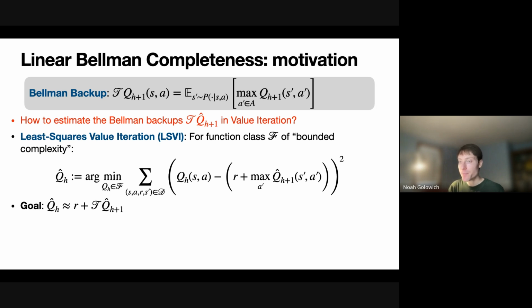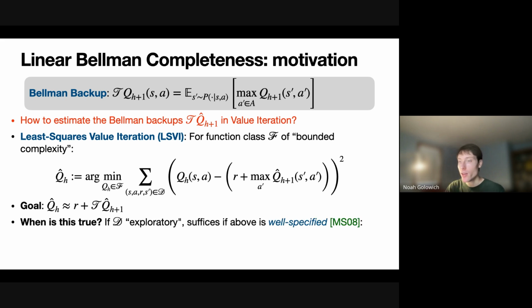Now, the hope is that the Q hat H plus 1 solved by this regression problem is roughly equal to the reward plus the Bellman backup of Q hat H plus 1. And now an important question is, when is this actually true? So it's been known for a few decades. In particular, this paper by Munos and Szepesvari observed that if the data set D, which consists of state, action, reward, state tuples, and which is used in this regression problem, is sufficiently exploratory, meaning that in some sense it explores all possible state-action pairs, then it suffices for this regression problem to be well specified.